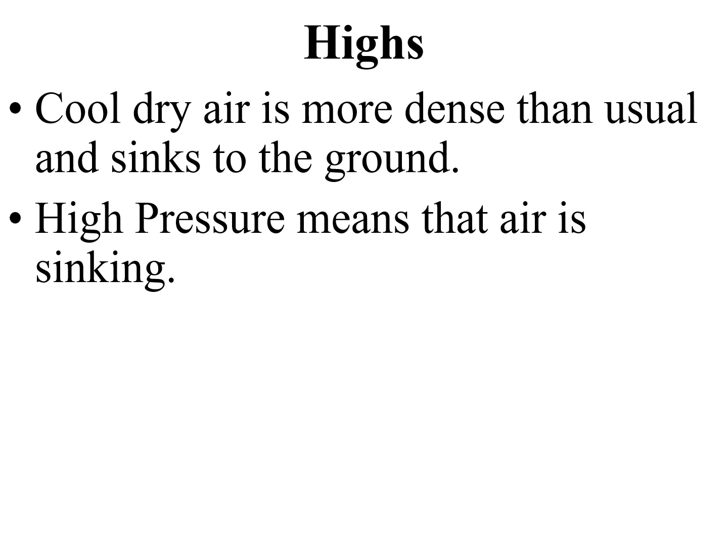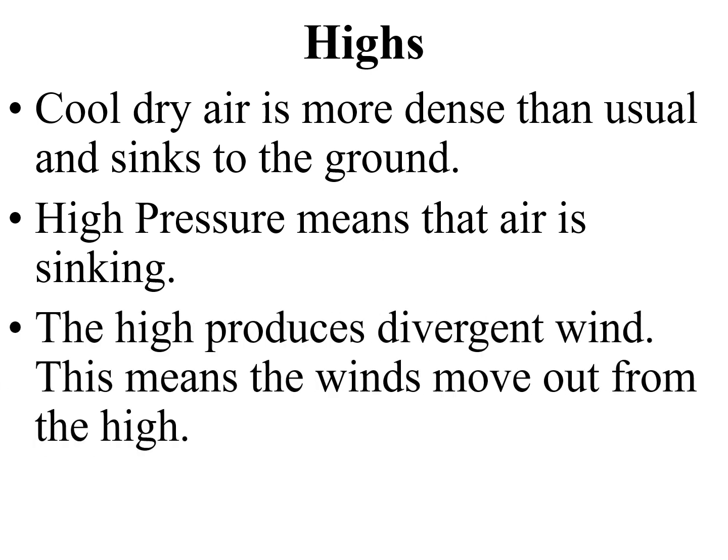High pressure means that air is sinking. The high produces divergent winds. In other words, it slams into the ground and spreads out from the high. This means the winds are always moving out from the center of the high pressure cell.